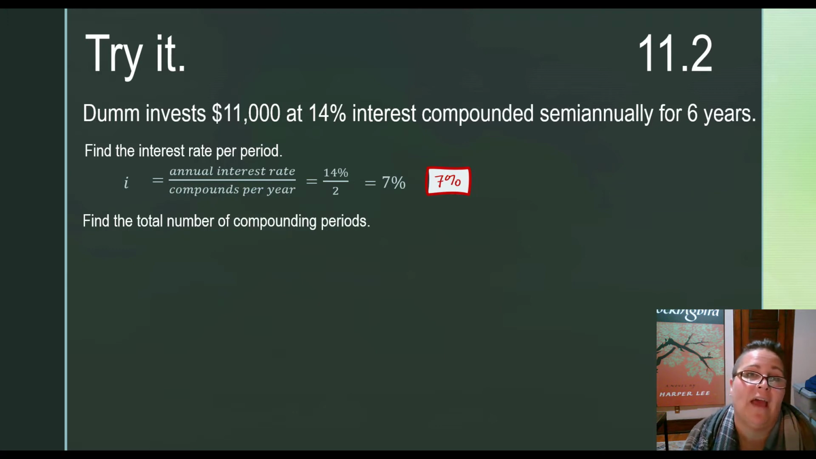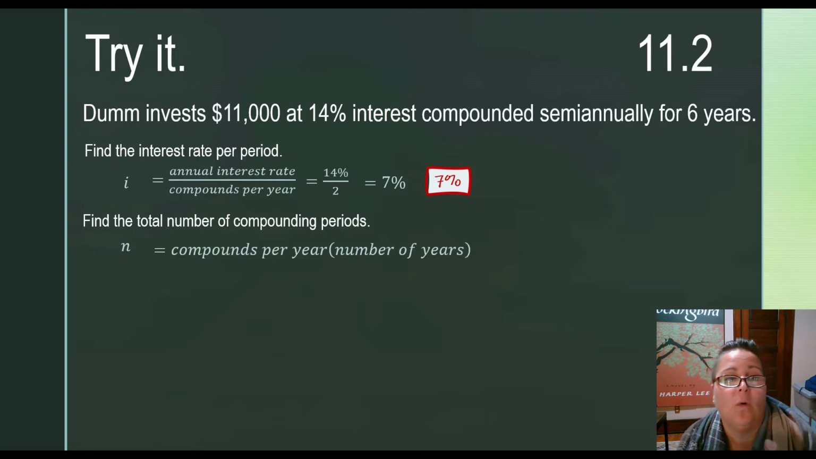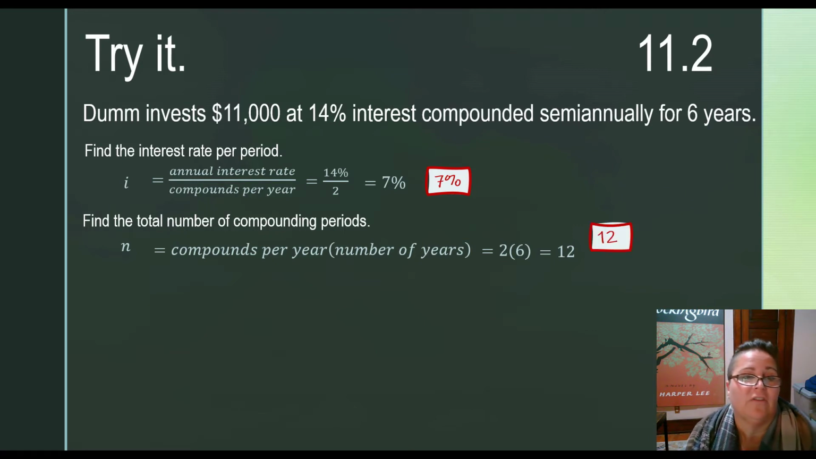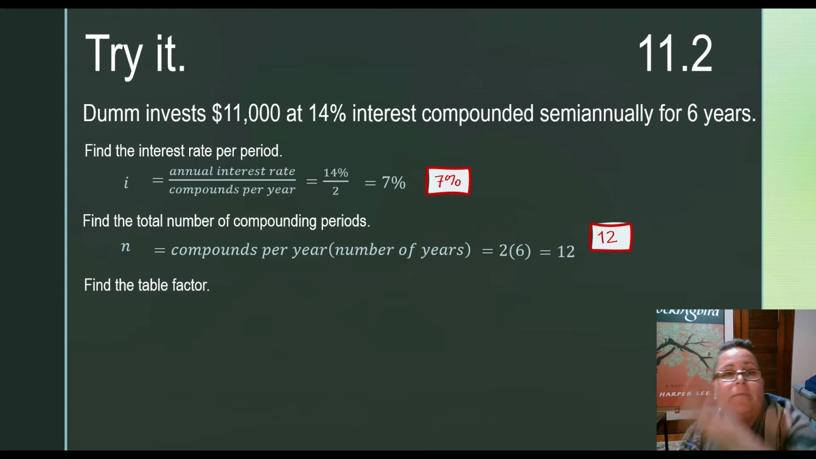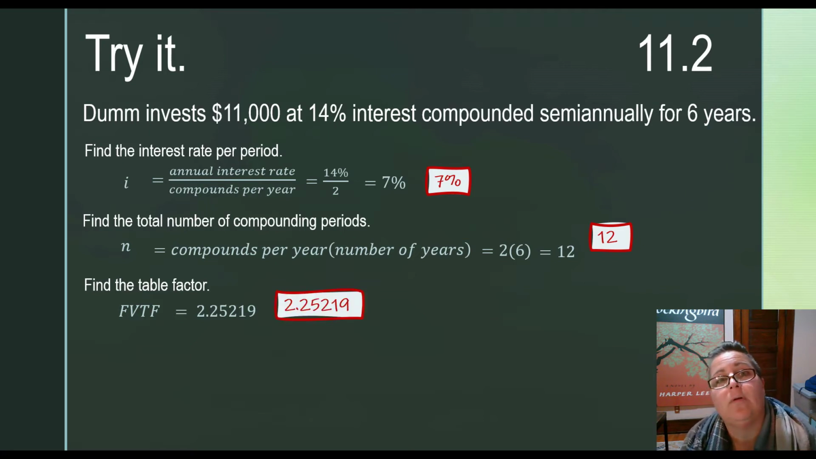Then we need to find the number of compounding periods. The number of compounding periods tells us the row we're looking for. N would be the number of compounding periods in 1 year times the number of years. Since it's semi-annually, that tells us 2 compounding periods a year, and we have 6 years here, so we're looking for 12. Our future value table factor will be in the 7% column in the 12 periods row, and that should be 2.25219. That should be our table factor.